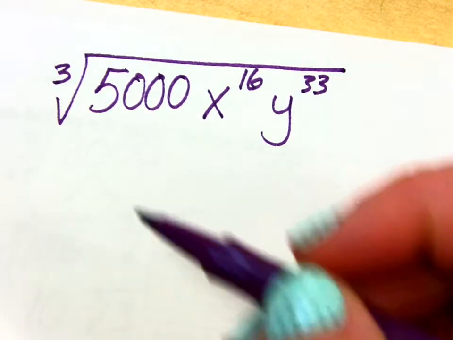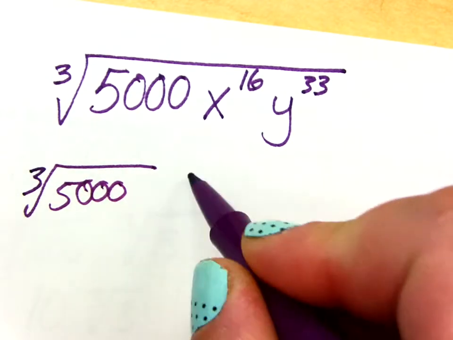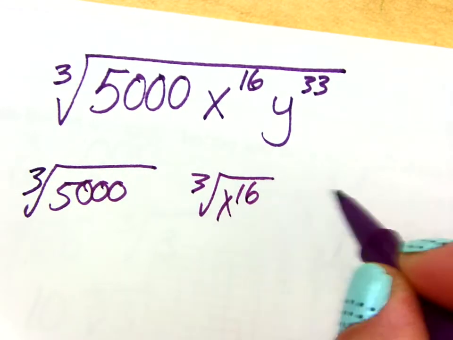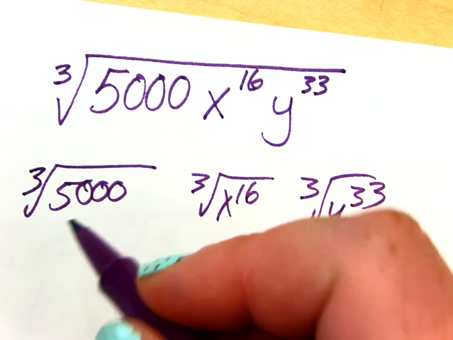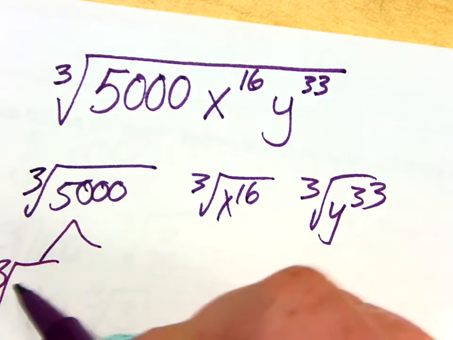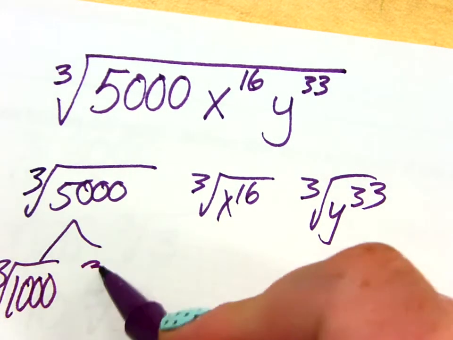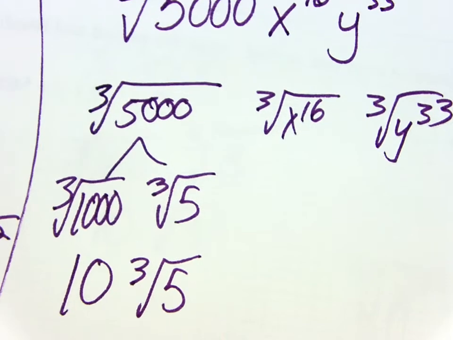Okay, so first thing, I would break it up. 5,000, x to the 16th, y to the 33rd. The biggest perfect cube that goes into 5,000 is 1,000. So hopefully you split it up into 1,000 times 5. So the cube root of 1,000 is just 10. So that one becomes that.